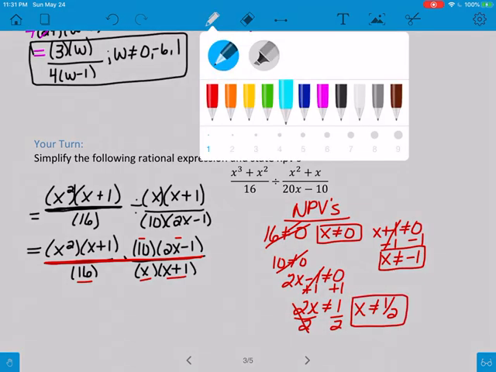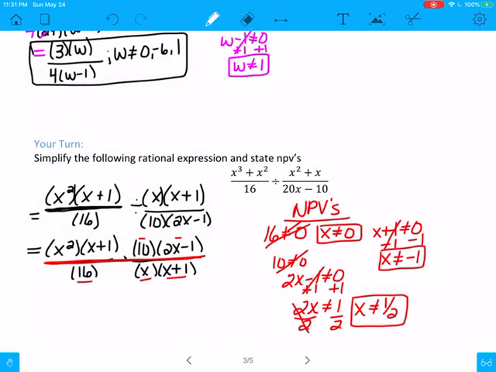Now I can cancel anything that's common on the top and the bottom. So I have an x plus 1 and an x plus 1 that can go. This x can take off one of these x's, so I'm still left with x to the 1. I'm going to get 10x, 2x minus 1 isn't going anywhere because there's no 2x minus 1 on the bottom, over 16. And then I can take a 2 out of the 10 and the 16.